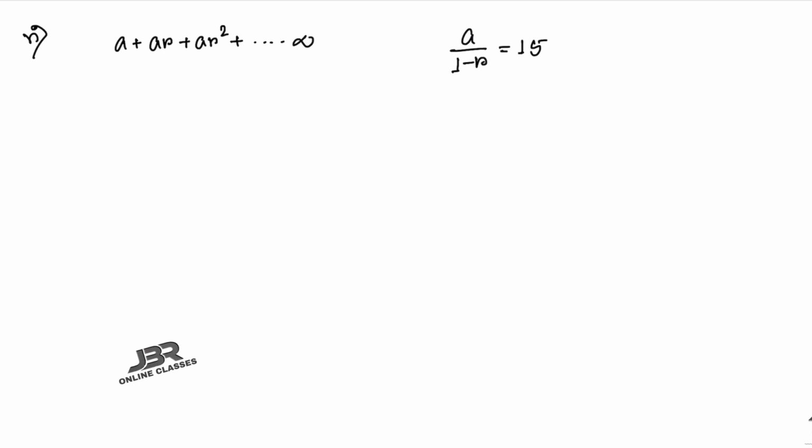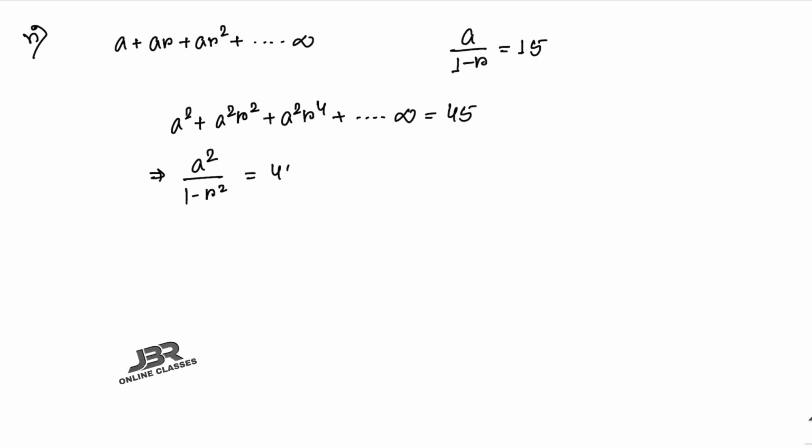Also, the sum of the squares of these terms is 45. So a^2, a^2 r^2, a^2 r^4, ... infinite terms equal 45. In that case the sum will be a^2 by 1 minus r^2 equal to 45. This one is equation number 1, and this one is equation number 2.